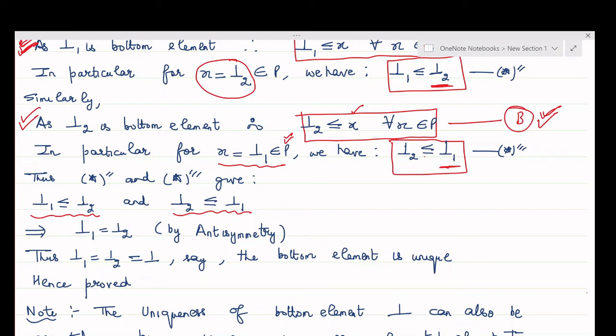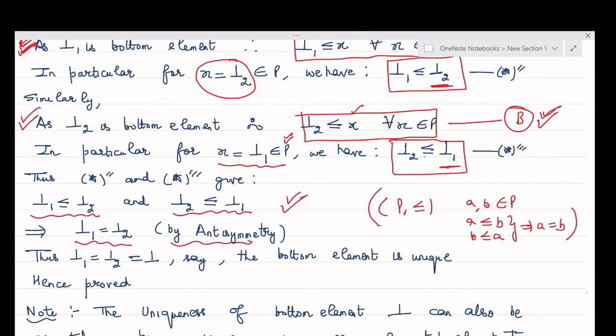Whenever such two statements hold together, then because we are in a PO set, P with less than or equal to, and whenever there are two elements A and B belonging to P such that A is less than or equal to B and B is less than or equal to A, this together implies that A is equal to B because of anti-symmetry. So because of anti-symmetry, inverted T1 will be equal to inverted T2, which means that there is no distinction between them, and both of them are actually the same, and we can call them inverted T. So this means that the bottom element, whenever it exists, is going to be unique.